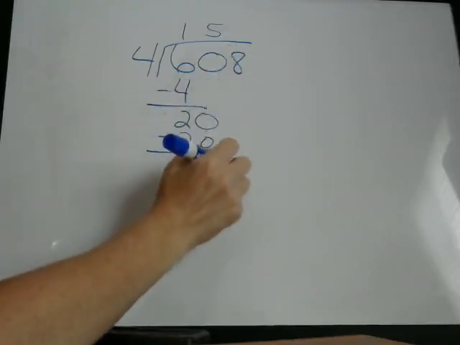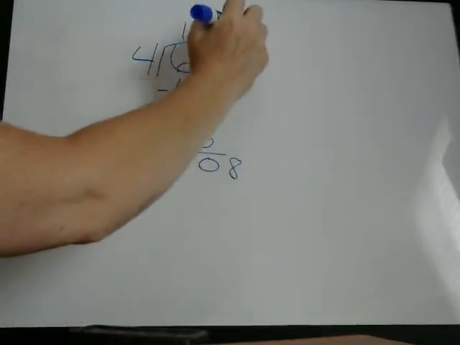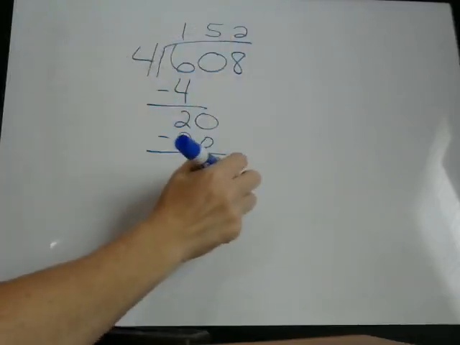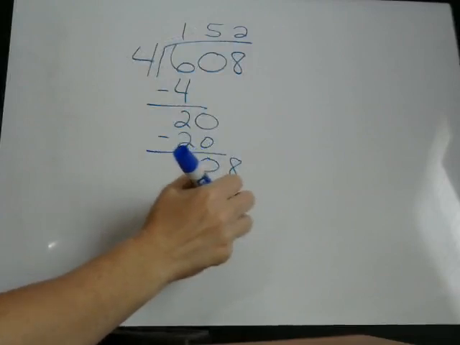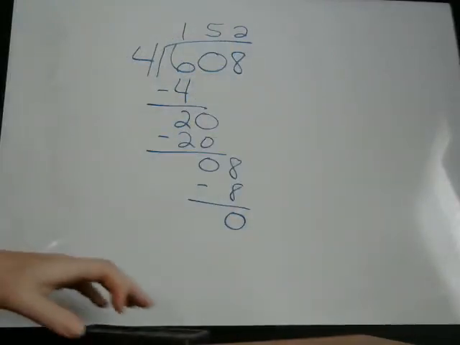Then we have to bring this number down. How many times does 4 go into 8? It goes 2 times. 2 times 4 is 8. We write that number down, do a subtraction. 0. We don't have any more numbers, so we're done. The answer is 152.